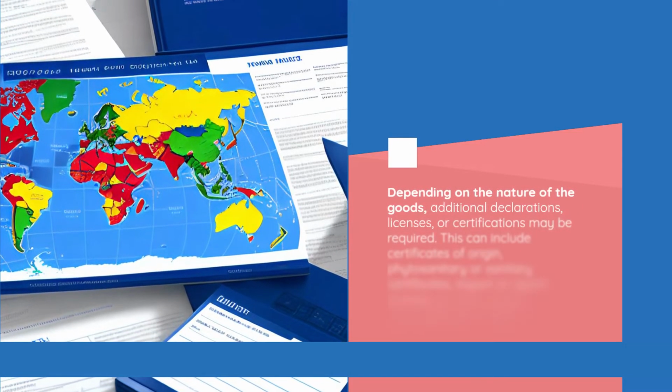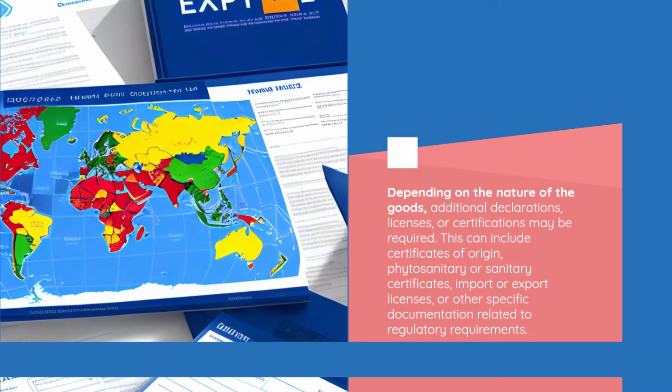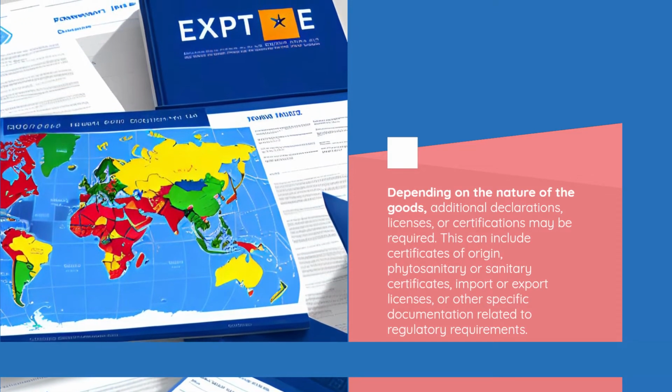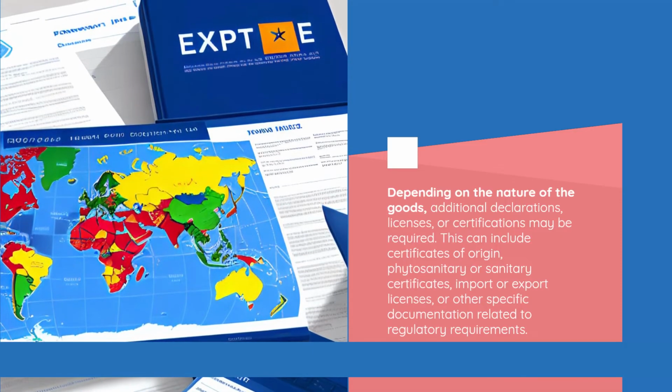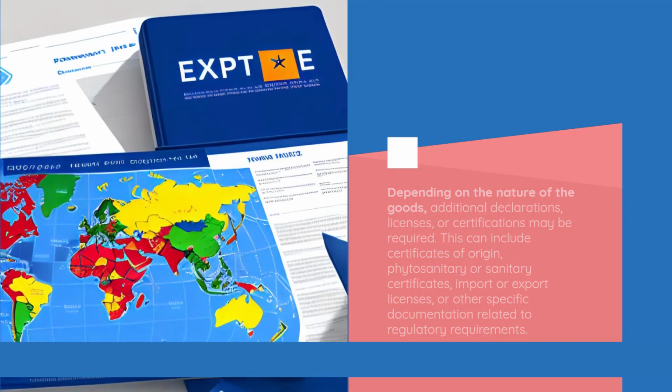Depending on the nature of the goods, additional declarations, licenses, or certifications may be required. This can include certificates of origin, phytosanitary or sanitary certificates, import or export licenses, or other specific documentation related to regulatory requirements.